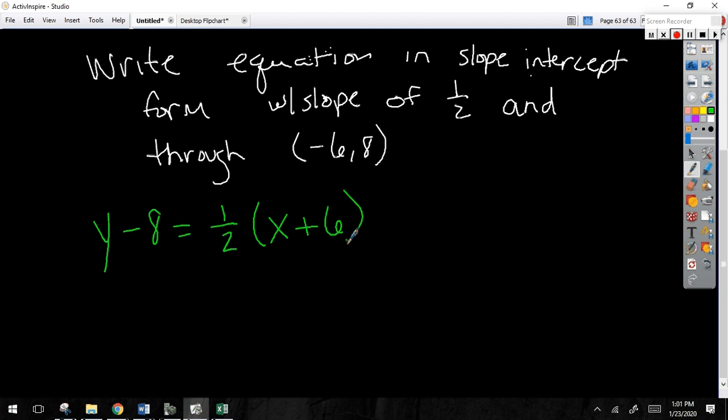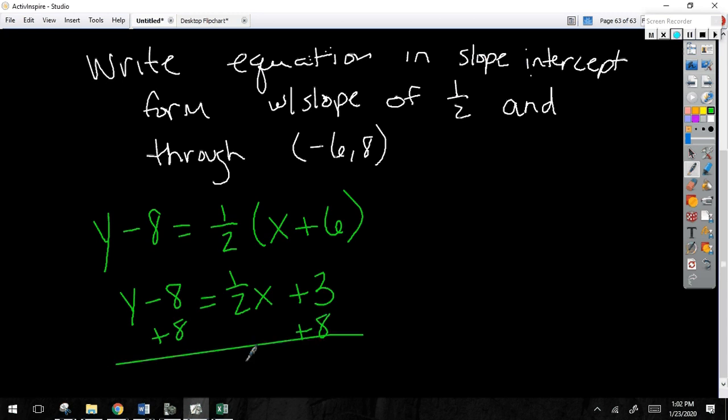So there's point slope. I need it to be in slope-intercept. So I'm going to go ahead and distribute through, and solve for y. What do I need to do for y? I mean, how do I get y by itself? Yay or nay? Yay. Let me tell you about parallel and perpendicular, and I'll be done.